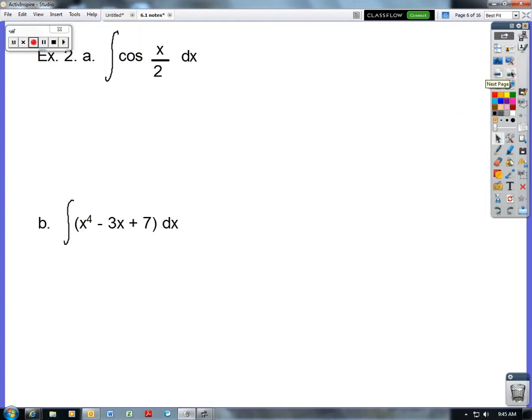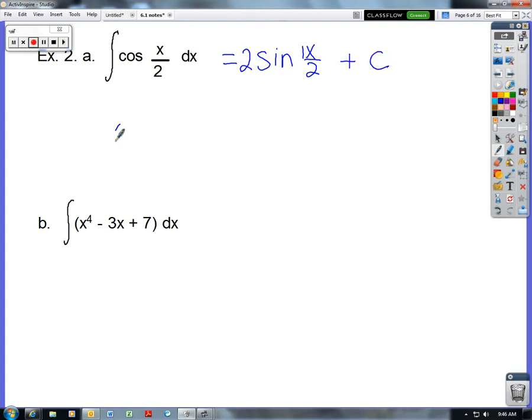And here are just a couple where you can practice them. So the function whose derivative is cosine is sine of x over 2. And then we have to divide by k. The k is 1/2. So since I'm dividing by 1/2, that's the same as multiplying by the reciprocal, 2. And make sure you add c.